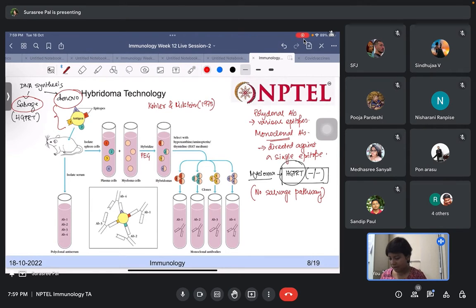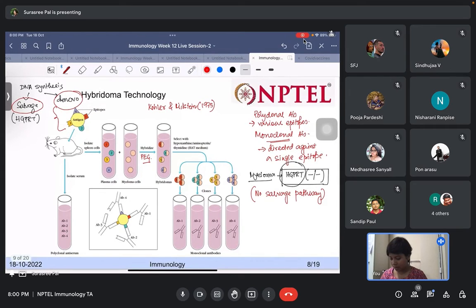Polyethylene glycol or PEG is used for this kind of fusion. And once this fusion occurs, always remember that it's not only plasma cells that will fuse with myeloma cells, because there are two different populations of plasma cells and myeloma cells. So the fusion can generate three outcomes.